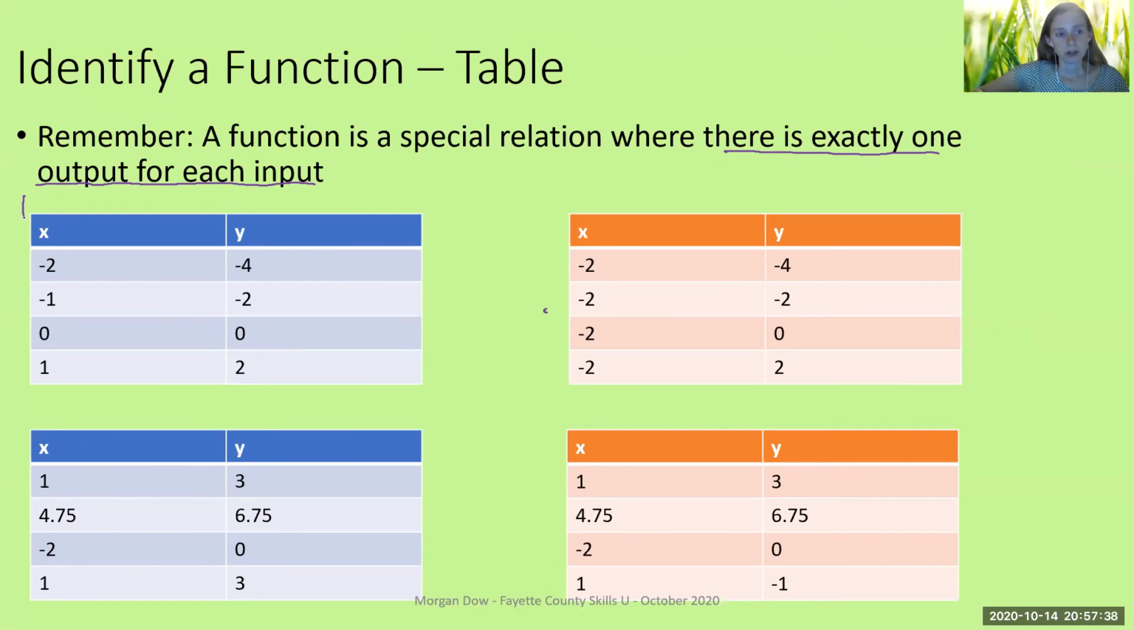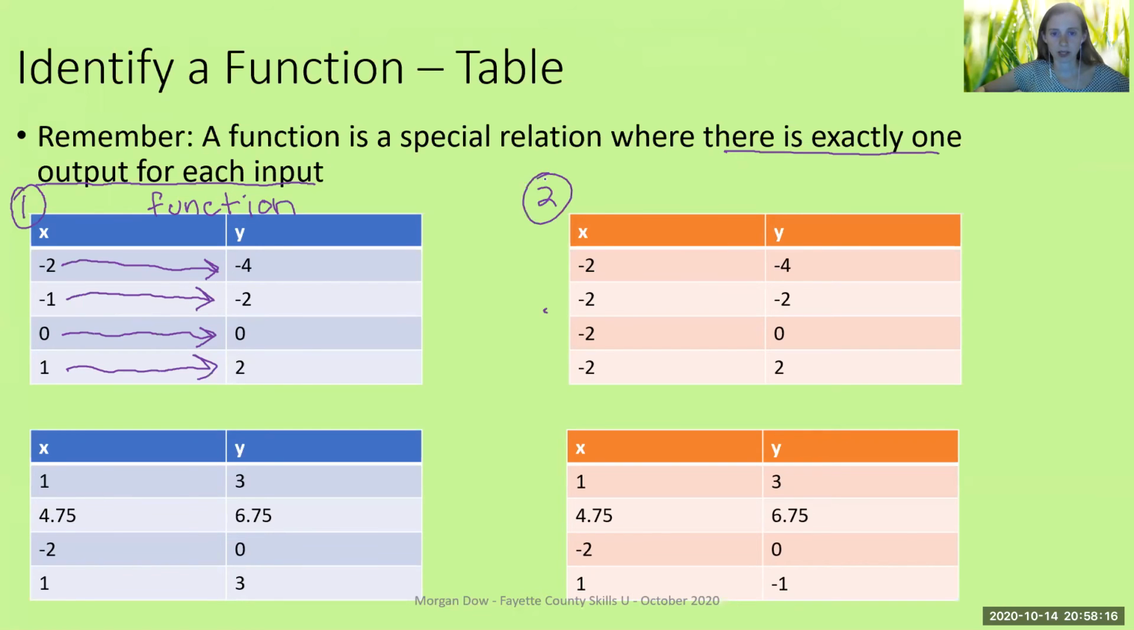So let's start with this first table here. If I put -2 into my function toaster, I'm only seeing an output of -4. If I scroll down the rest of my table here, I'm not seeing -2 paired with any other output. Same thing with -1. It's only giving me an output of -2. 0 is only giving me an output of 0, and 1 is only giving me an output of 2. So this first table is a function. It meets that definition where each input is only giving you one output.